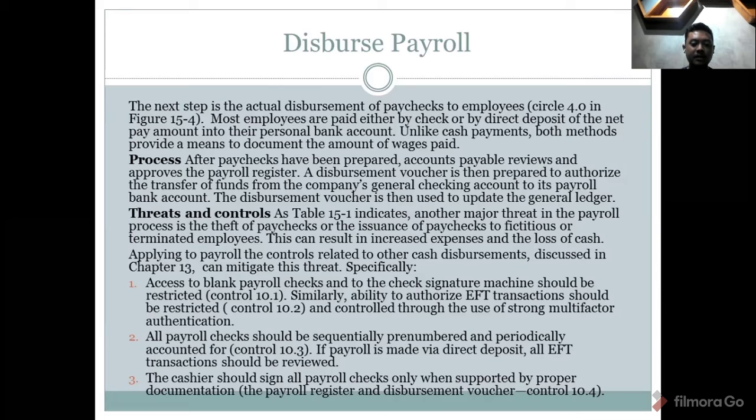First, access to the bank payroll check signature machine should be restricted. Similarly, the ability to authorize EFT transactions should be restricted and controlled through the use of strong multi-factor authentication. All payroll checks should be sequentially pre-numbered and periodically accounted for. If payroll is made via direct deposit, all EFT transactions should be reviewed. The cashier should sign all the payroll checks only when supported by proper documentation.